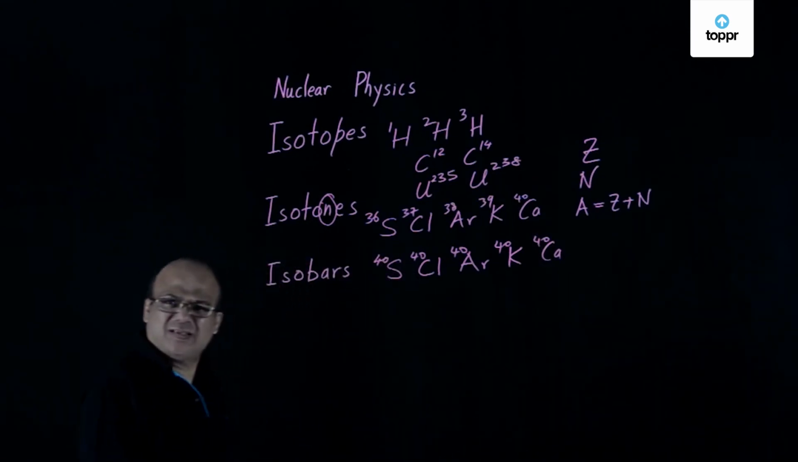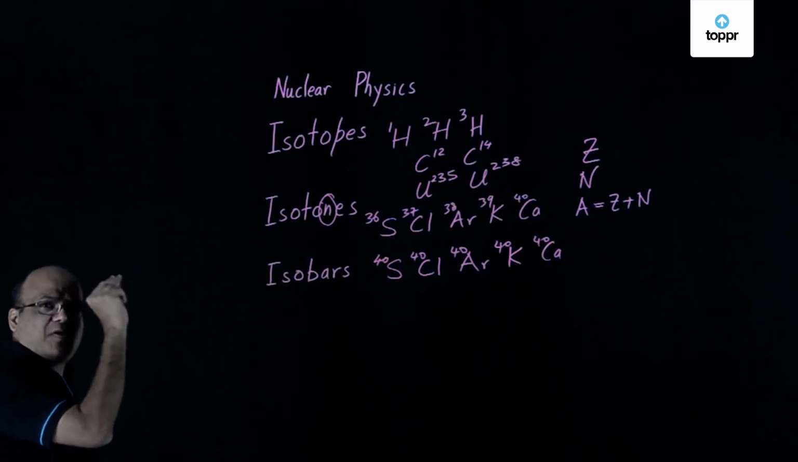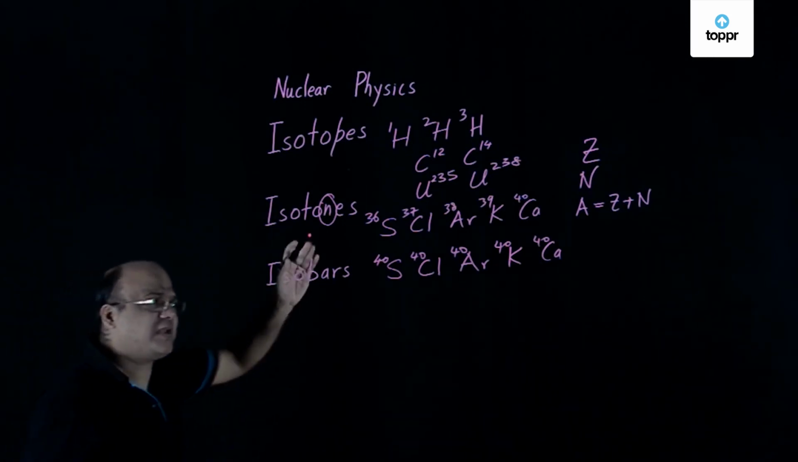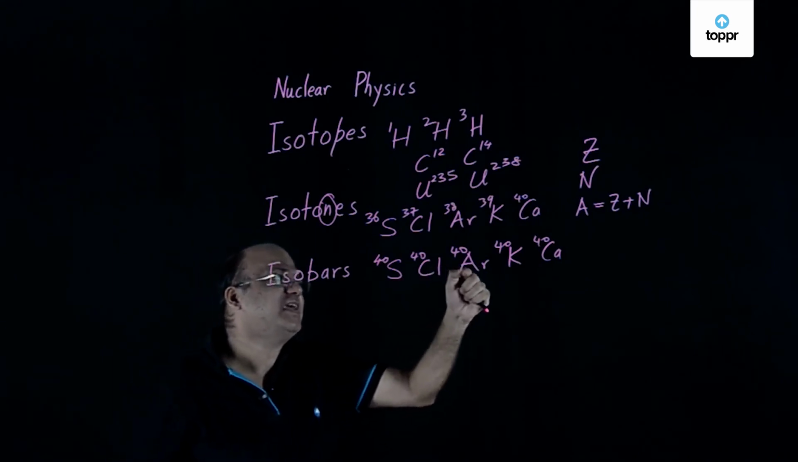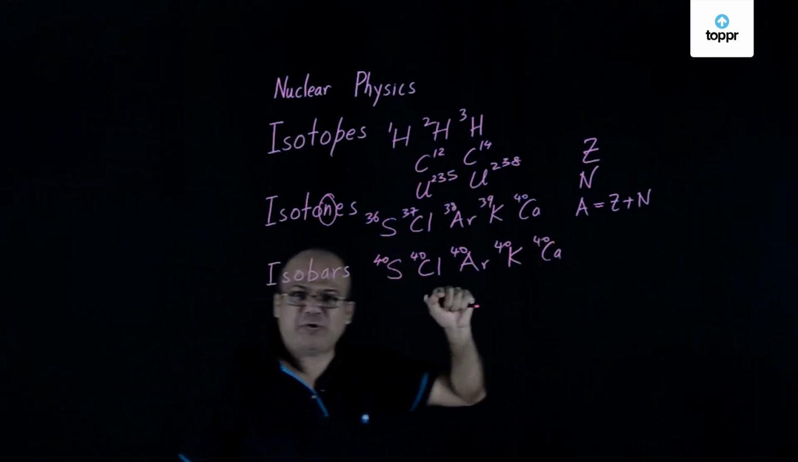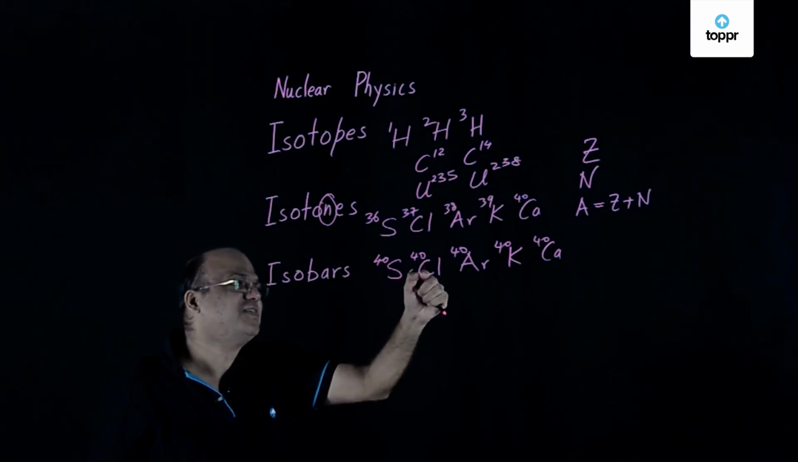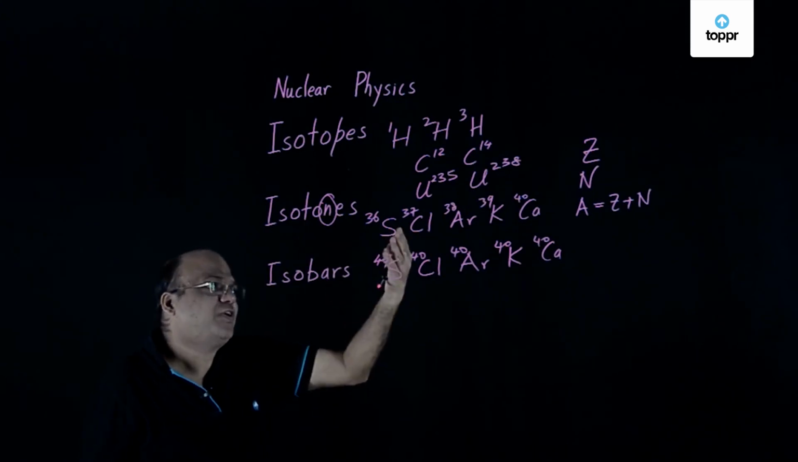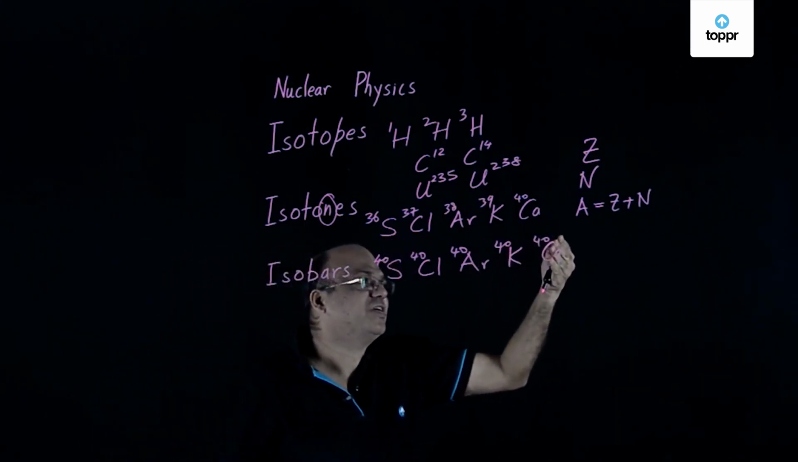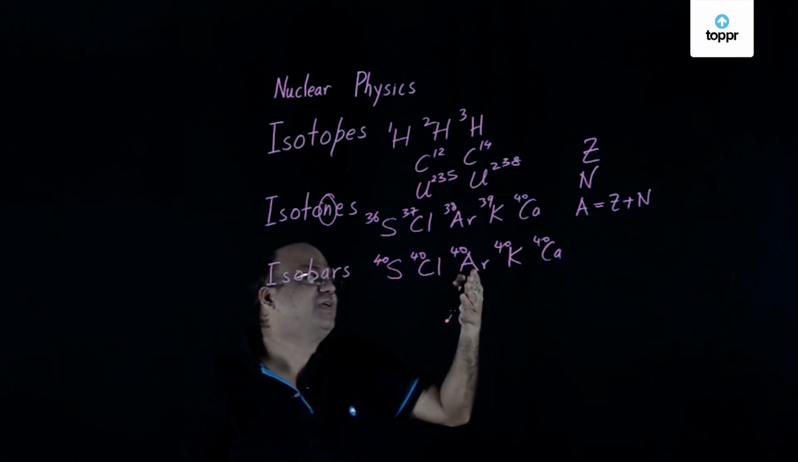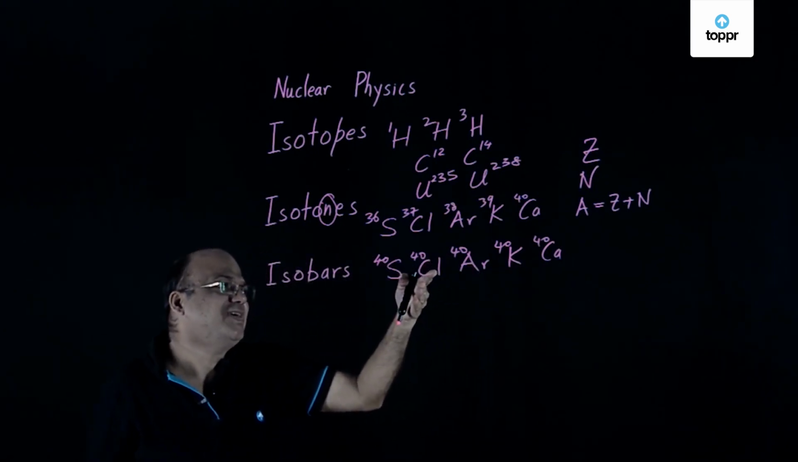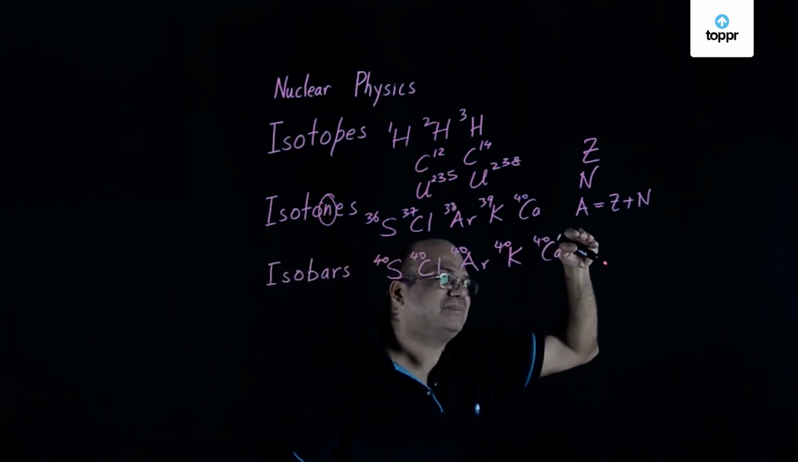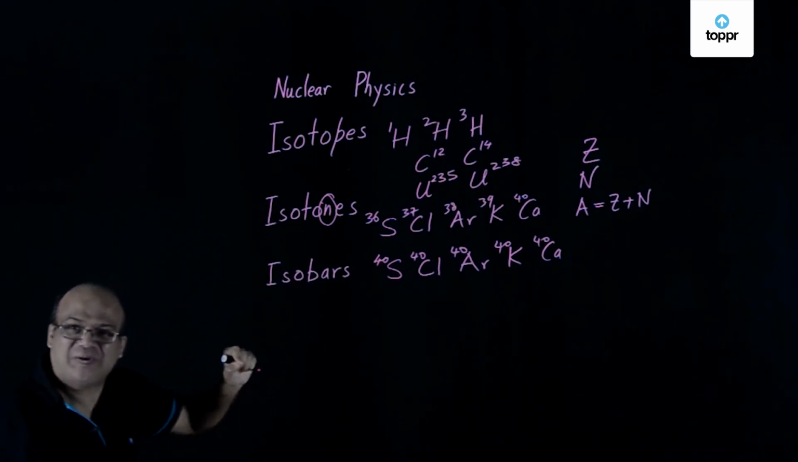All these have the same number of protons plus neutrons, the same mass number. The atomic number is different: 16, 17, 18, 19, 20. So the number of protons is different, 16 protons here, 17 here, 18, 19, 20. The number of neutrons is different. To make it 40, this will have 20 neutrons, this will have 21 neutrons, this will have 22 neutrons, 23 neutrons, 24 neutrons. But the mass number is the same. So these are examples of isobars.